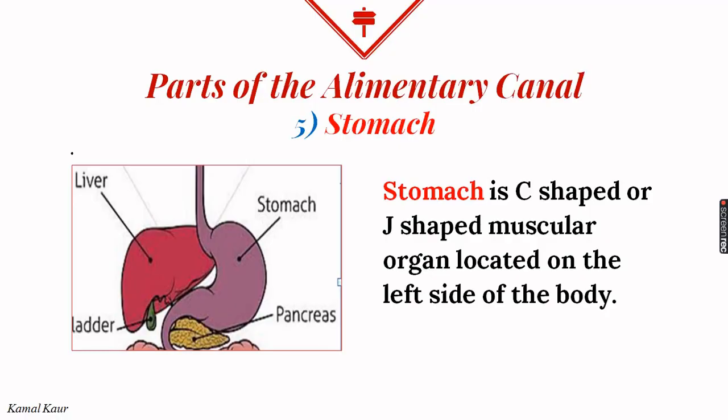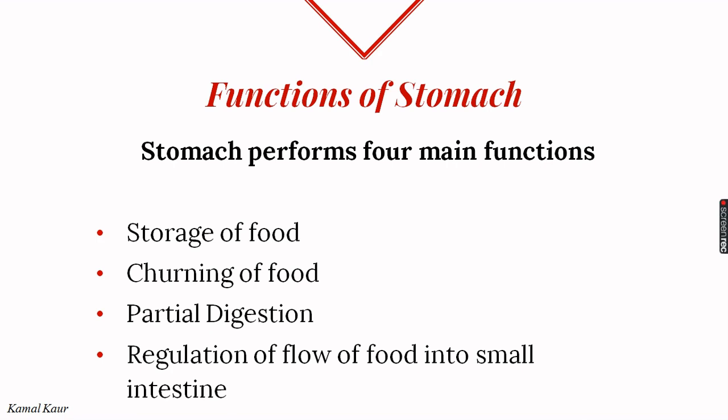The fifth part of the alimentary canal is the stomach. The stomach is a C-shaped or J-shaped muscular organ which is located on the left side of the body in the abdomen. And the stomach performs many functions which are storage of food, churning of food, partial digestion and regulation of flow of food into the small intestine. And we'll be discussing all these functions in detail.